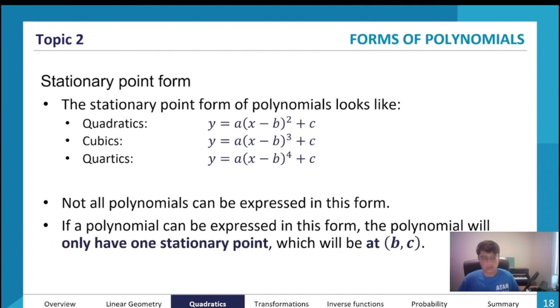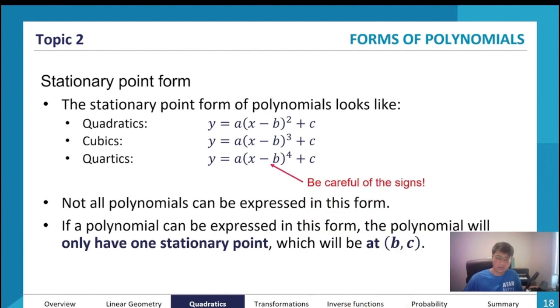The last form that we're going to deal with is stationary point form, and it has this general form here. Again, not all polynomials can be expressed in this form, but if a polynomial can be expressed in this form, the information that we can gather at face value is the stationary point of each of these equations here. Now note, it's only going to have one stationary point. So with quadratics, that's going to be a given. You're always only going to have one stationary point. But cubics, sometimes they can have two stationary points. And again, we'll look at why that is later. Quartics can have up to three stationary points.